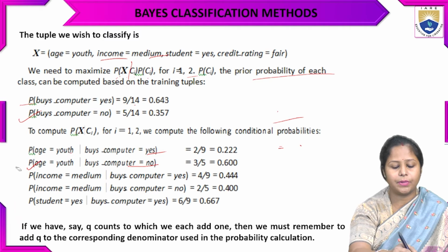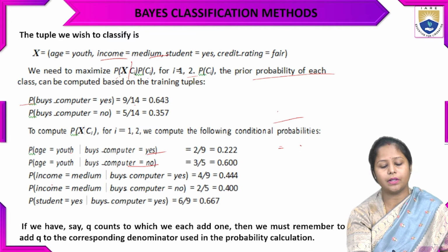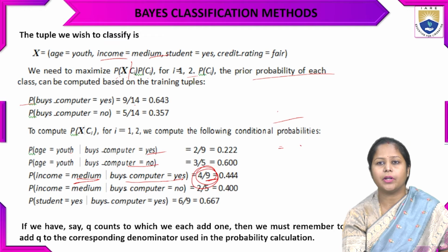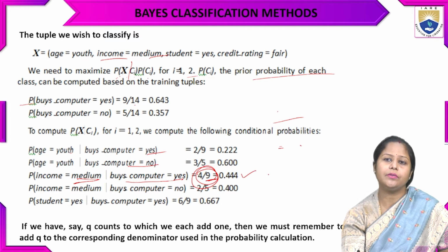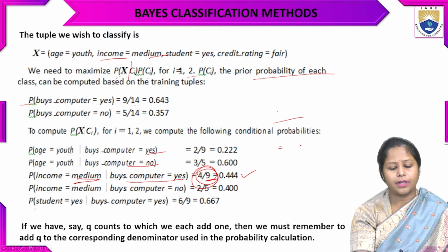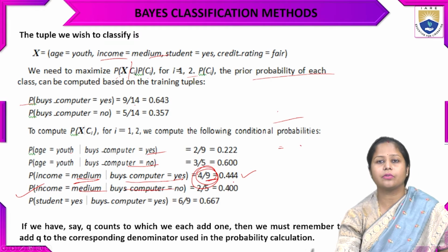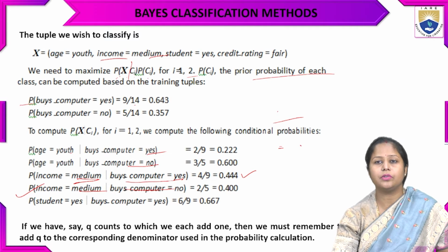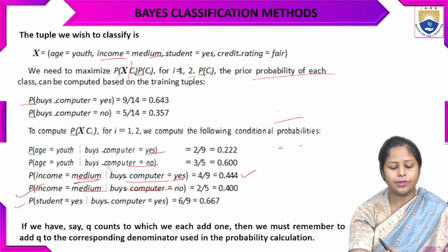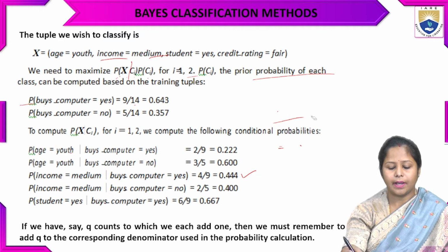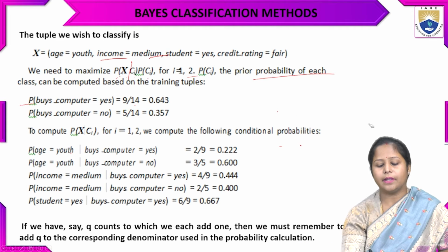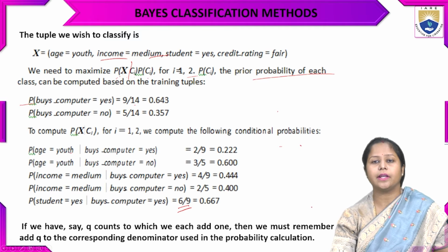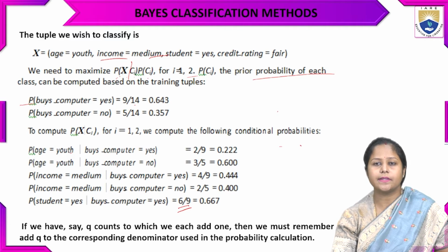Also, P(income equals medium | buys computer equals yes) will come as 4 upon 9, that is 0.444. If income equals medium and buys computer equals no, the value will come as 2 by 5, so the final value is 0.400. If student equals yes from the table and buys computer equals yes, then the value we get is 6 upon 9, that is 0.667.